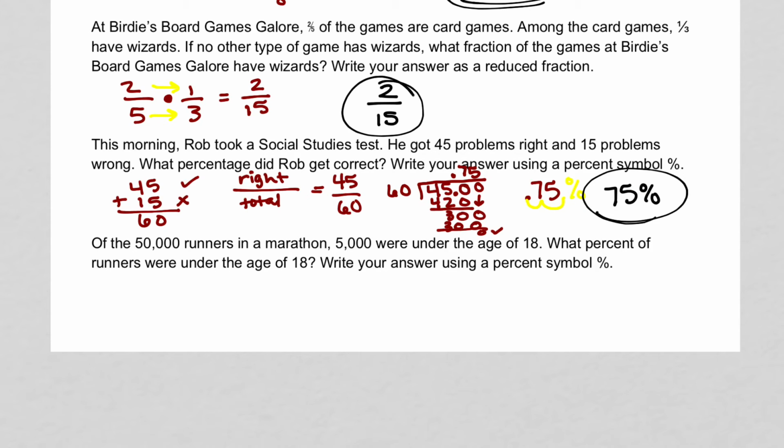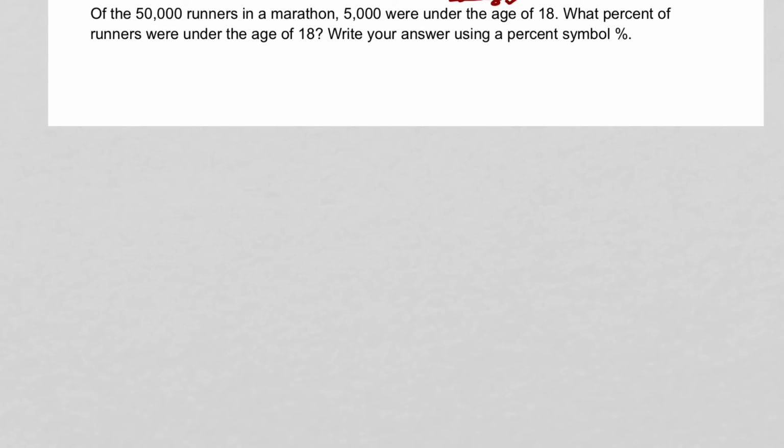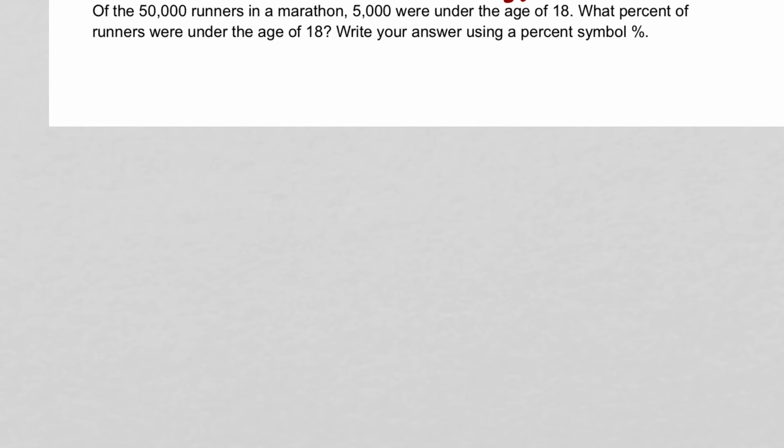All right. The last one on this page. Of 50,000 runners in a marathon, 5,000 were under the age of 18. What percent of runners were under the age of 18? So 5,000 runners, I'm going to write that without any commas just because it's easier for me. 5,000 out of 50,000.